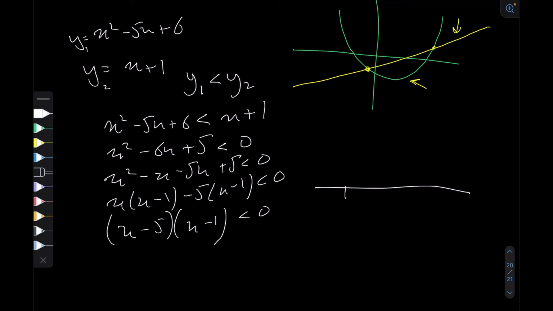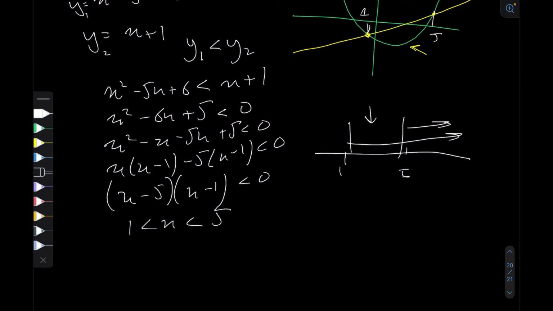Now we make the number line 1, 5, arrows, and we want to find the values for which this is negative, and so we want to find the region that has an odd number of lines. So this region, 1 to 5. So x is between 1 and 5, right? This would be 1, this would be 5. I didn't exactly draw it perfectly, but you get the idea.